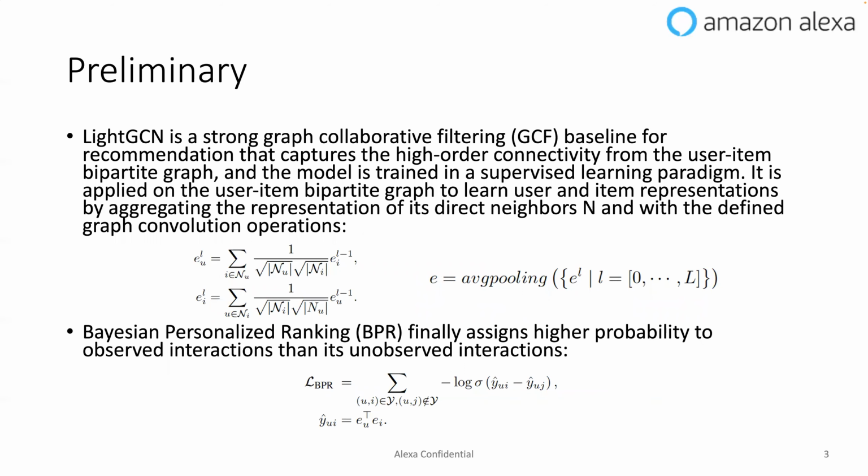NGCF is a very strong graph collaborative filtering baseline for recommendation that captures the high-order connectivity from the user-item bipartite graph, and the model is trained in a supervised learning paradigm. It is applied on the user-item bipartite graph to learn user and item representations by aggregating the representation of its direct neighbors with the defined graph convolutional operations. And finally, Bayesian personalized ranking is used as the final loss.